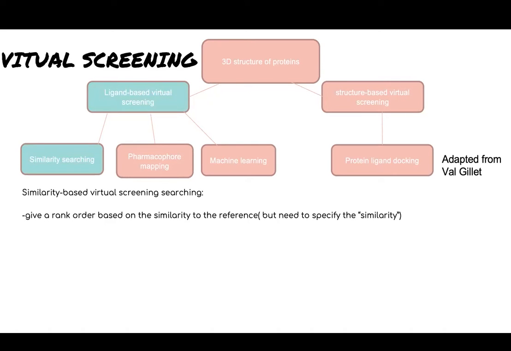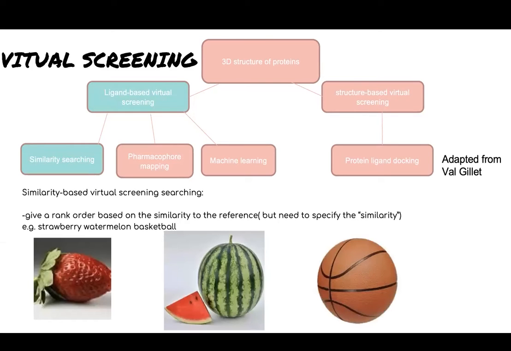The similarity-based virtual screening searching will give a ranking order based on the similarity to the reference, but the reference here is very subjective. For example, we got strawberry, watermelon, basketball there. For strawberry and watermelon, they are property similar, while for watermelon and basketball, they are more structurally similar. However, we could say they are all similar, like strawberry is similar to watermelon and basketball is also similar to the watermelon, but with different reference.